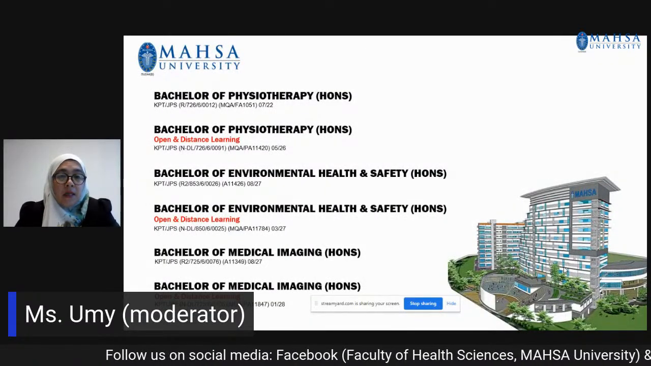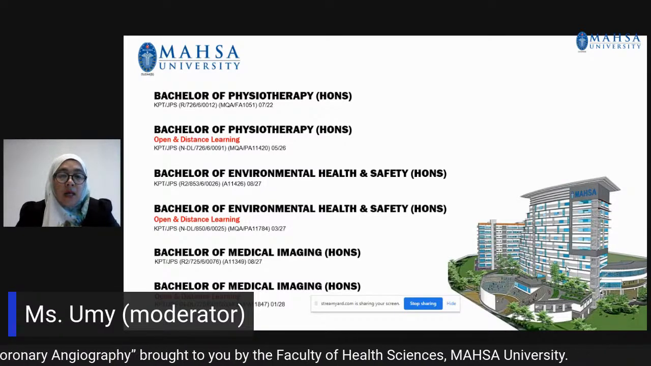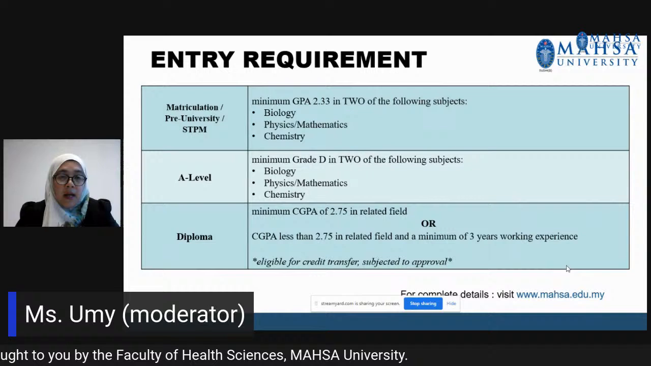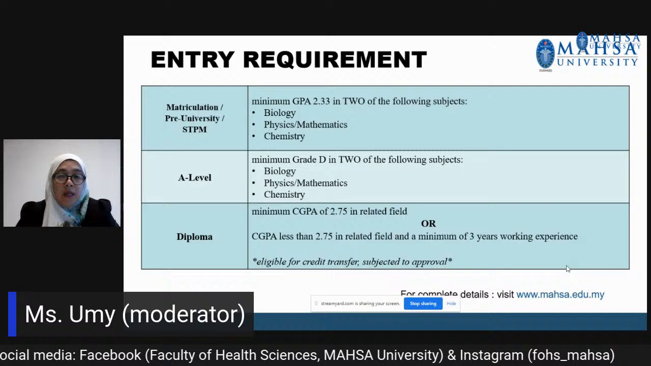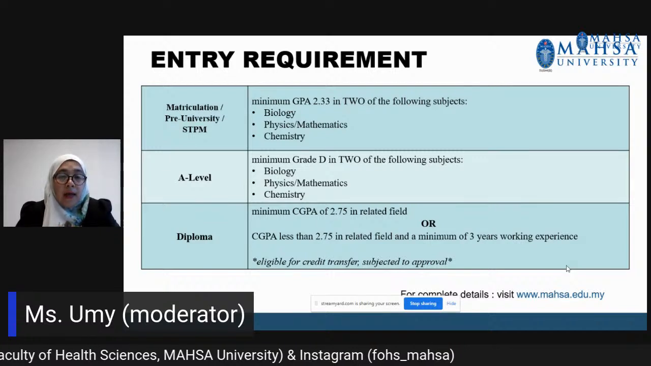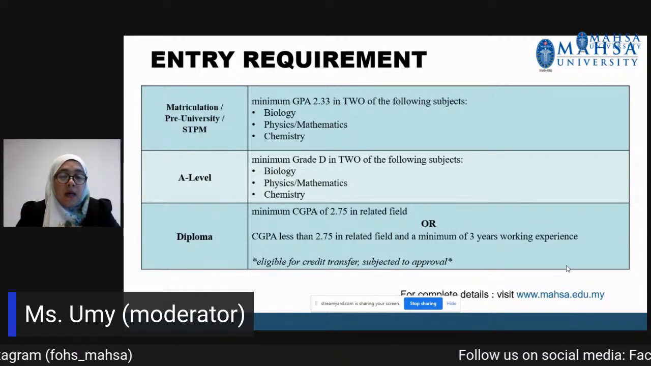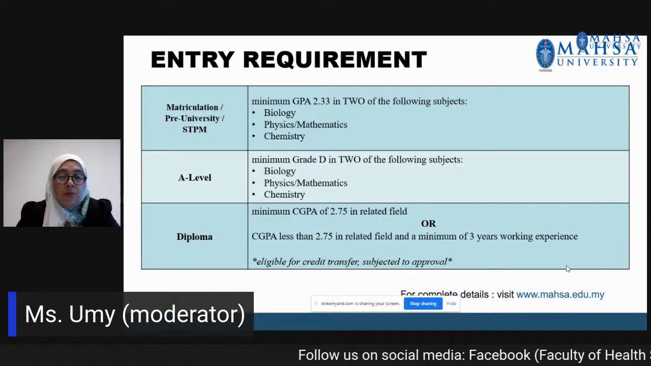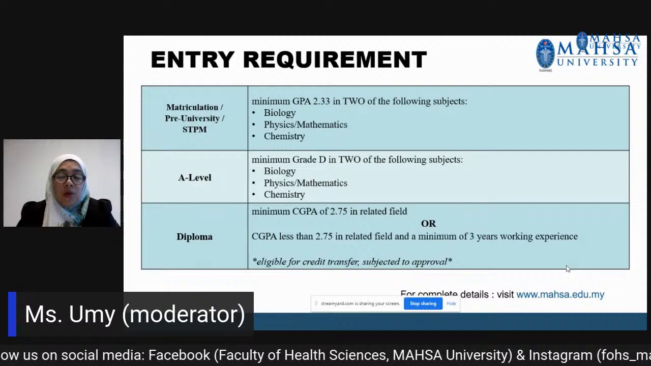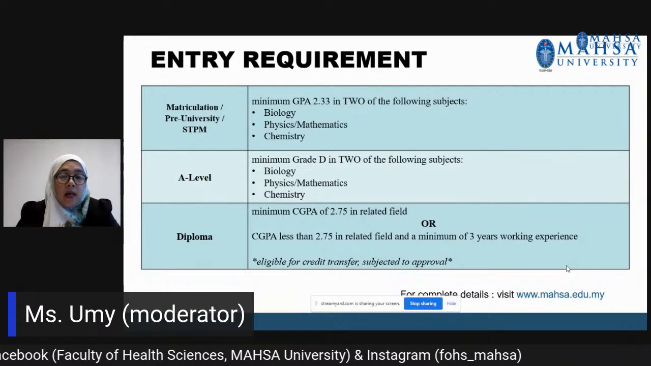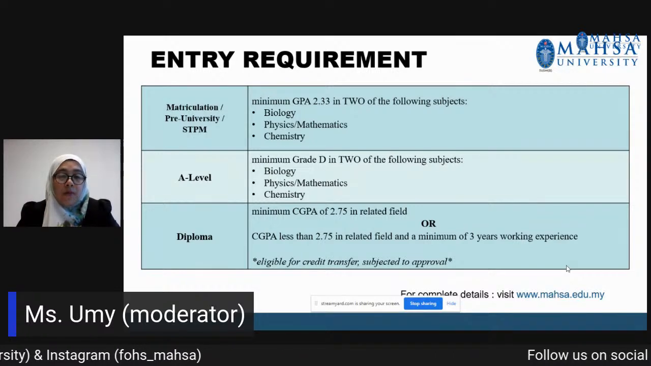This is the bachelor program. We have Bachelor of Physiotherapy, Environmental Health, and also Medical Imaging. The entry requirement for the bachelor program: you need matriculation, pre-university or STPM, minimum GPA 2.3 in two of the following subjects. For A-level, minimum grade D in two of the following subjects: biology, physics, chemistry. For diploma, a minimum CGPA of 2.5 in a related field. If your CGPA is less than 2.75, you need a minimum of 3 years working experience. For the diploma, you are eligible for credit transfer, subject to approval.